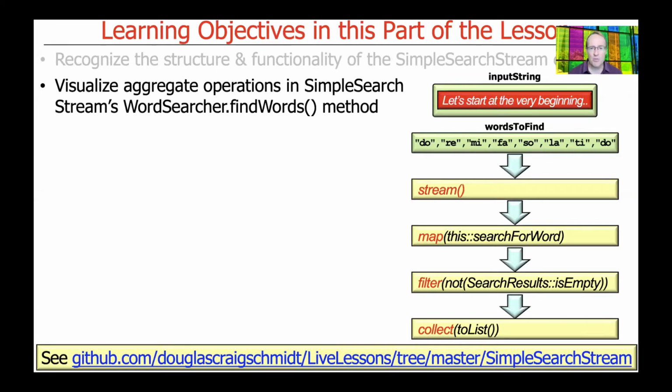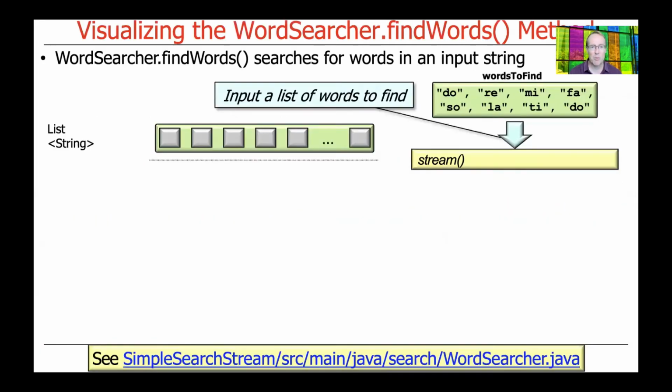So the particular method we're going to look at here is the find words method. We're going to visualize how find words works in our program. And again, you can find all this in my GitHub repository. What this method does is it takes the input string, which is the lyrics to the Do Re Mi song, and then it takes a list of words to find, and it's going to look up the words in the string and come back with a list of results, search results as they're called, where any of the matches occur.